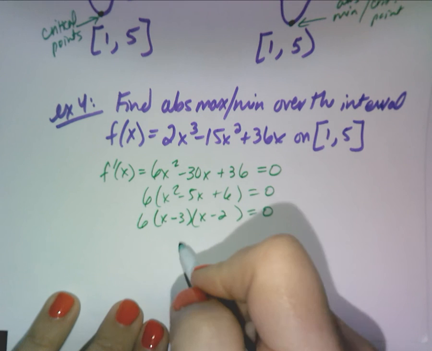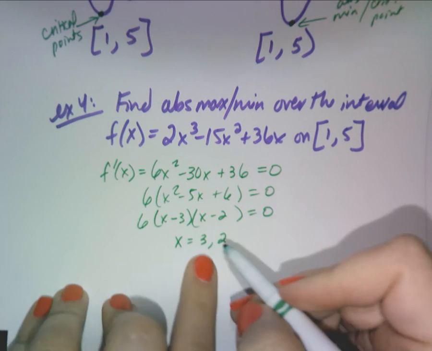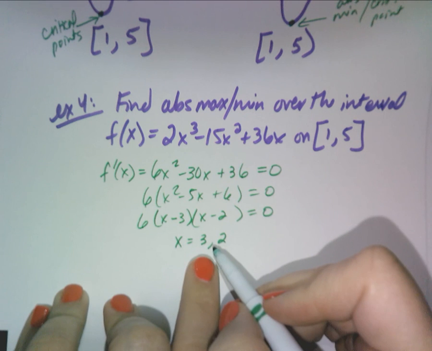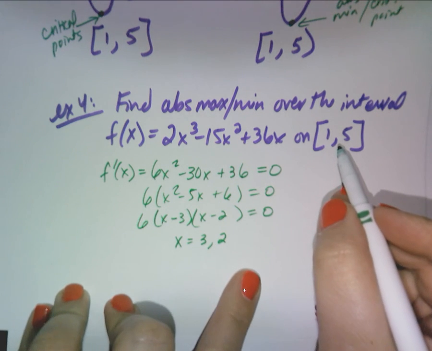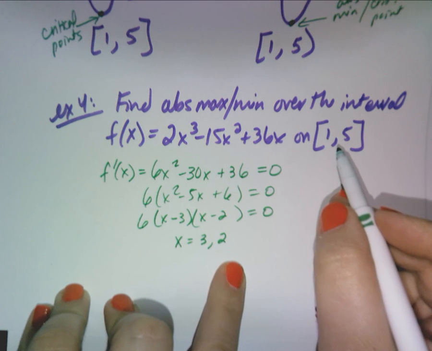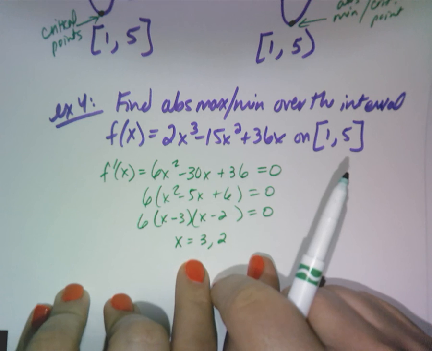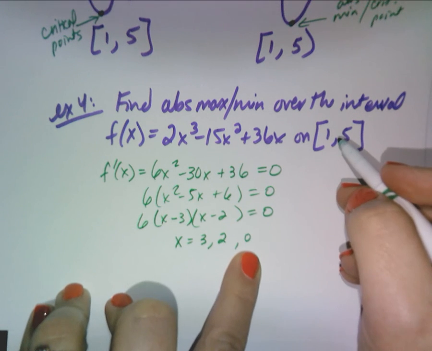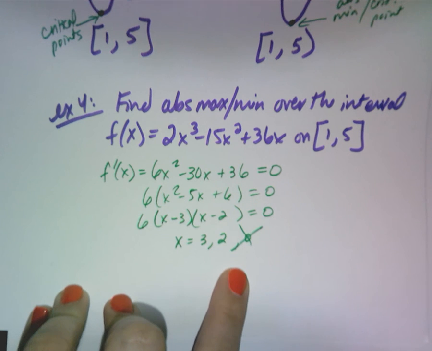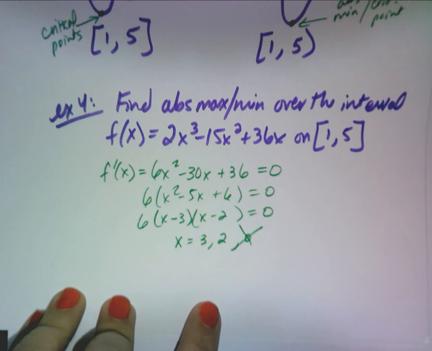Okay, so what are my critical numbers right now? 3 and 2. First things first: are those critical numbers in this interval? Yeah. Would you agree they are? If they're not in this interval, you don't even worry about it. If I had, let's say, 0, whatever is 0 in there, then you don't even worry about it. Ignore it. Is it going to happen? Yes. You could get problems where the critical number will come out, but it's unnecessary.